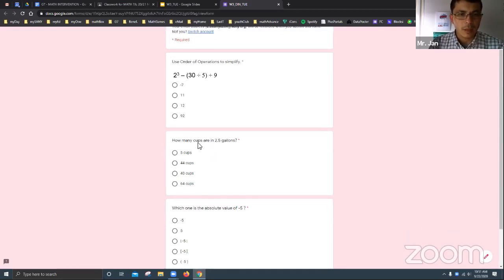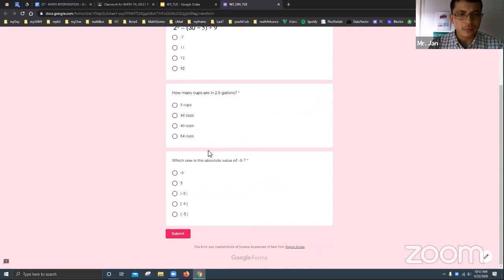And tell me how many cups in 2.5 gallons. So if you remember, in a gallon there are 12 cups, so you can figure it out by that one. And the last one is about the absolute value of -5. So just pay attention to these options.